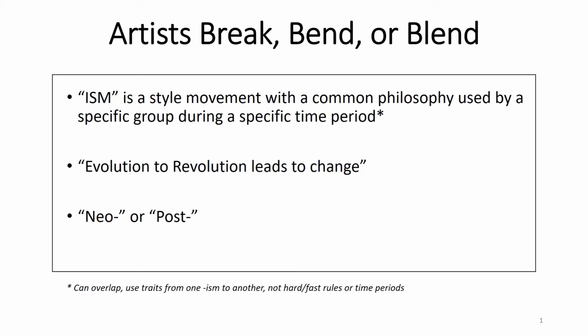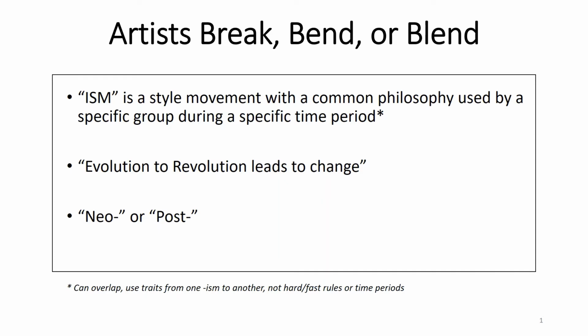So that leads to that second quote. Evolution to revolution or revolt leads to change. So when a group of artists decide to use some characteristics from their current period, but then they either break completely from that or they alter them significantly enough to have a completely different type of art, that's how we get our bend or our blend or our complete break.